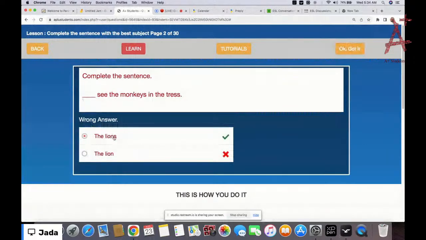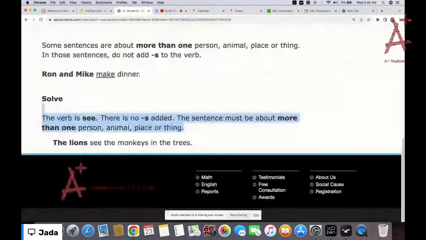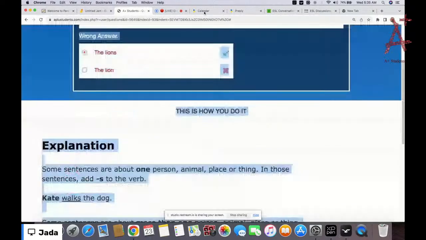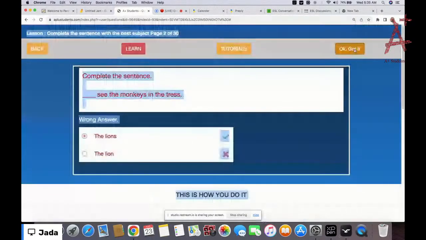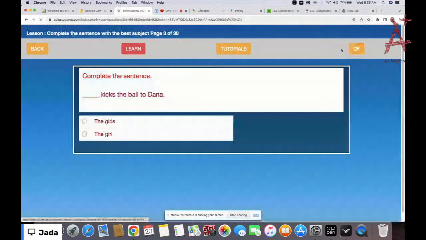So when the subject has an S, it goes with the verb without S. So once you get it wrong, all you need to do is go down and you see it says "lions," okay, because lions is plural. So when it's more than what? More than one, it goes with what? It goes with the verb without the S. Okay? So that's how it's done. So yeah, we'll say got it. And then we go to the next.